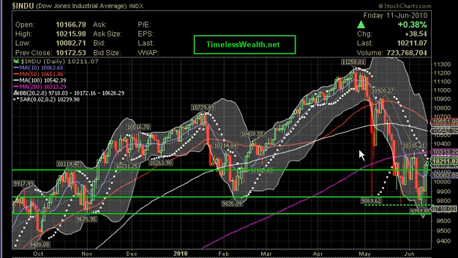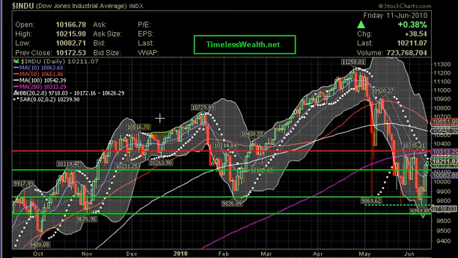We also have the 200-day simple moving average coinciding with resistance just above it at 10,315, and that is based on this peak right here, where the price attempted to break to the upside but was unable to do so. So this remains rather critical resistance at this point in time.